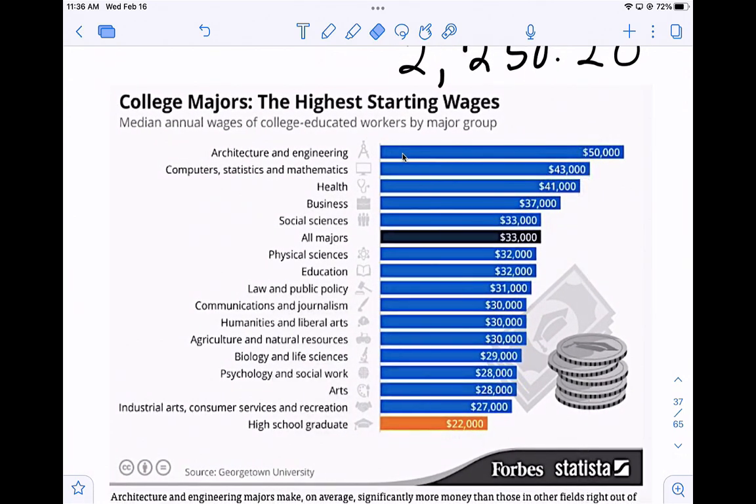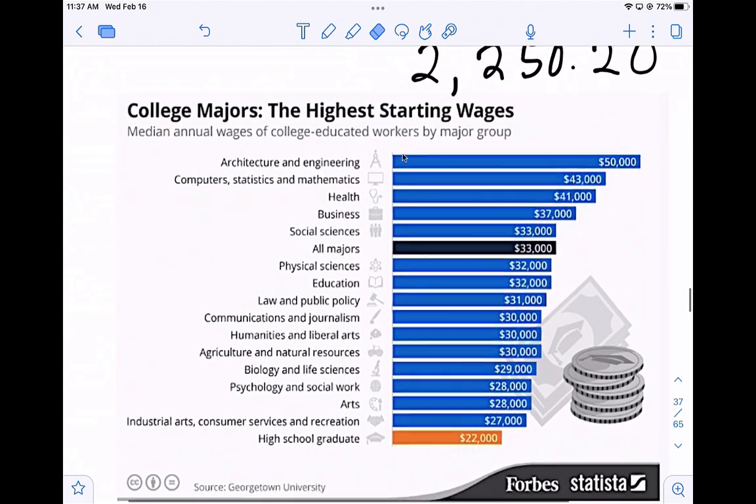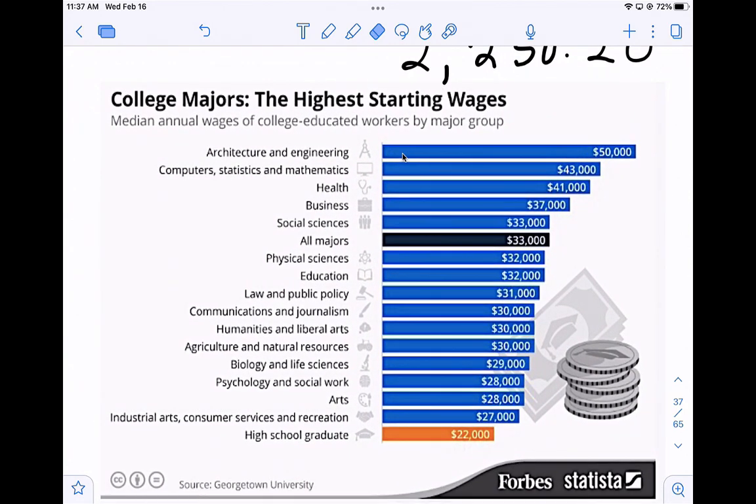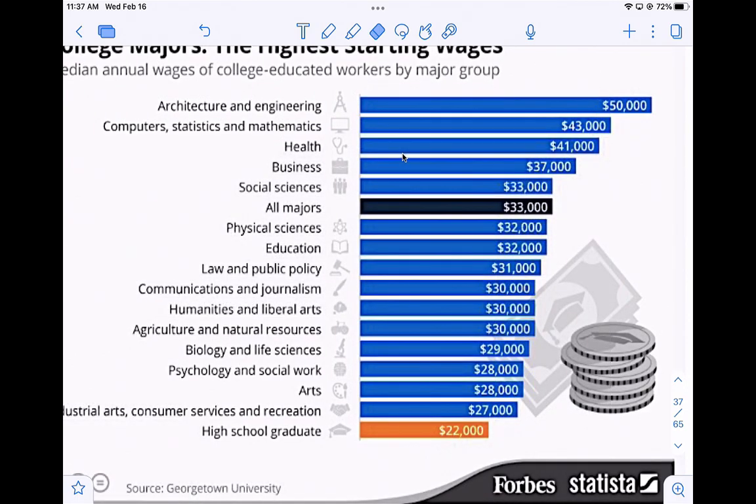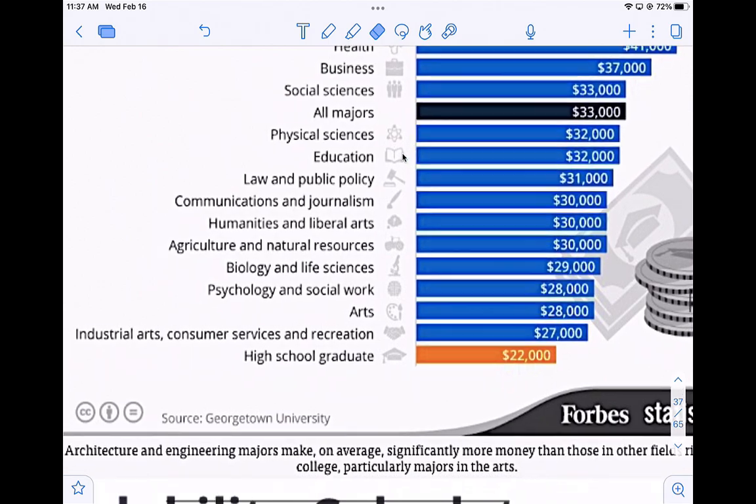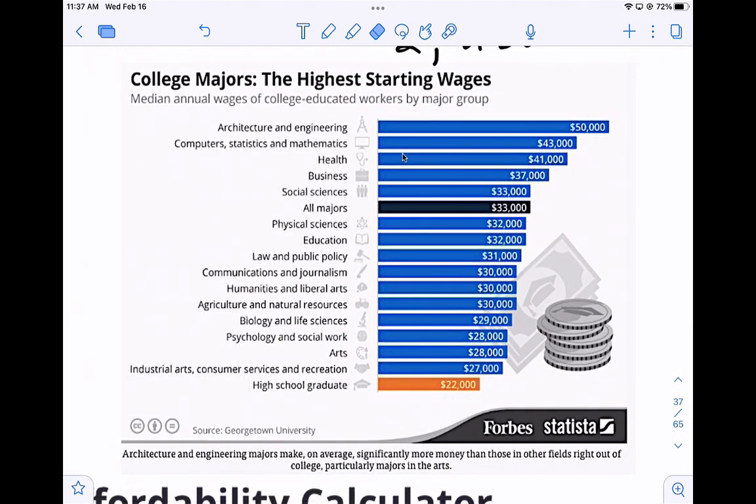If you choose to do something in architecture and engineering, the median or the middle starting wage is about $50,000. Computer stats and mathematics, about $43,000. That might be up now. I can't remember when I took this data a few years ago. Health, $41,000. Business, $37,000. Social sciences, $33,000. All majors, just the median starting value, $33,000. You can see a bunch of other fields here. If you are a high school graduate, you can expect a median yearly salary of $22,000.